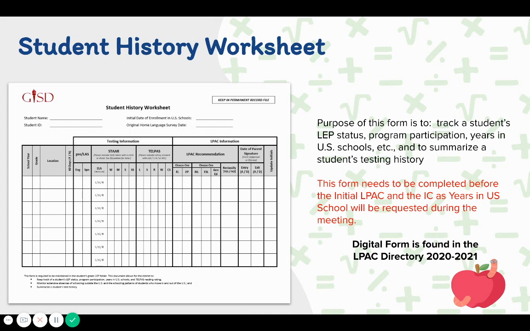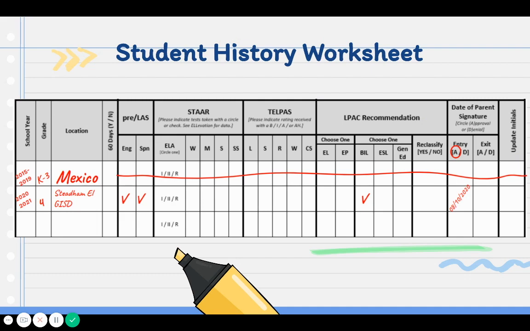This form needs to be completed before the initial LPAC and the instructional conversation, as you will need to know how many years in U.S. school the student has had. The digital form is found in the LPAC Directory 2020-2021. How to complete the student history worksheet.